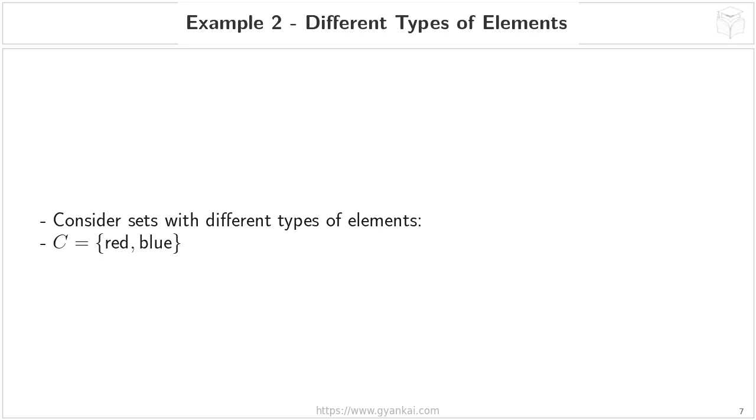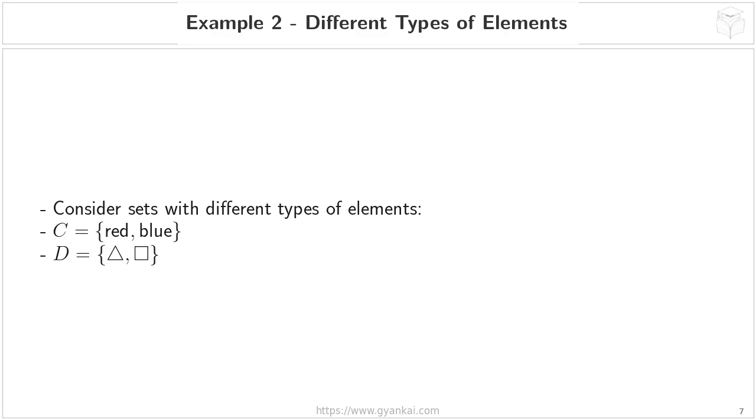Set C contains the colors red and blue, so we have red and blue as the elements within the curly braces. Then we have set D, which contains a triangle and a square. So, triangle and square are the elements of set D. Notice that we're mixing text, words representing colors, with symbols representing shapes. That's perfectly fine. The Cartesian product works with any type of element.